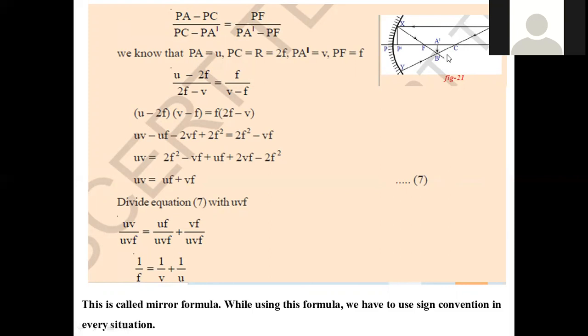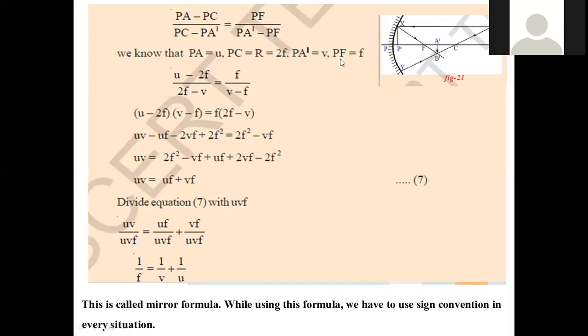So this point P to the center of curvature is called R, and that value is 2F. PA prime is equal to V, that is the image distance, and PF is equal to F. So these are the concise values of this ray diagram of the convex mirror, so that we can insert all these. PA is equal to U.